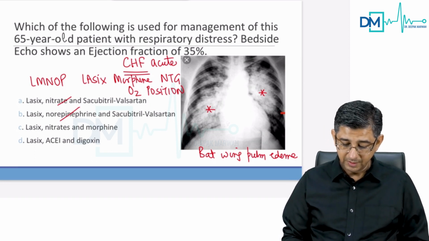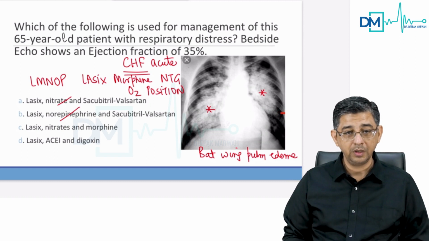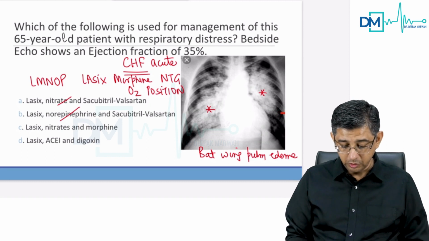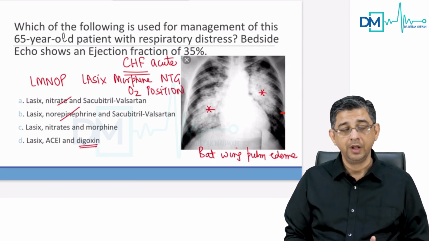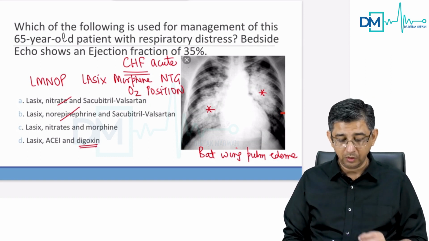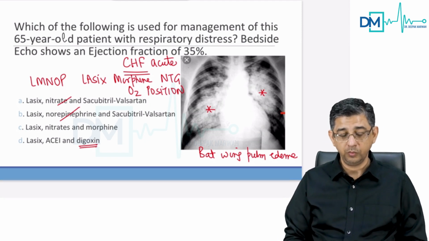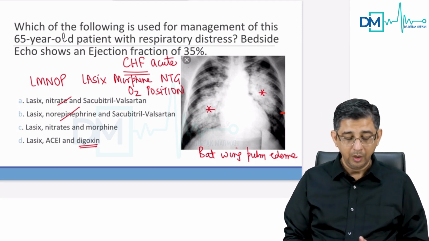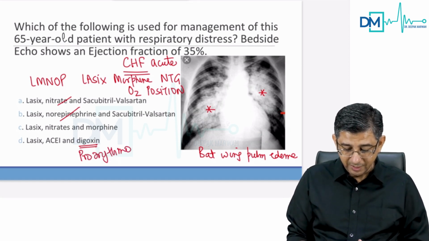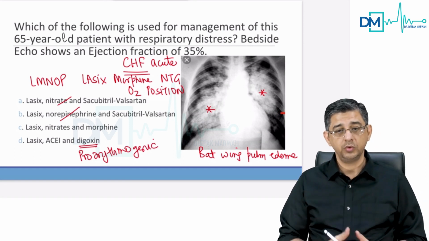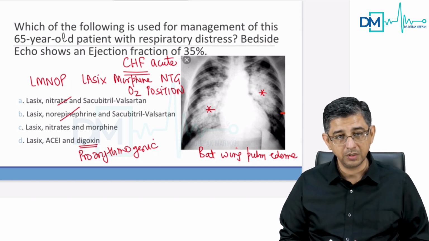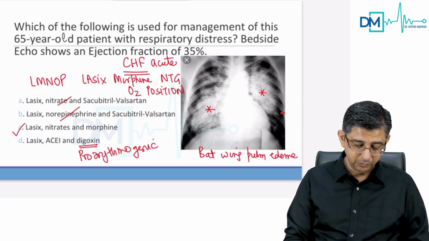Choice C says Lasix, nitrates, morphine. That looks okay and decent to me. The last one says ACE inhibitor. We can use that if he was hypertensive, but digoxin is not used in acute heart failure. In pharmacology they talk a lot about digoxin, but digoxin is not used in the management of acute congestive heart failure. Why? Because it increases myocardial oxygen demand. Plus, digoxin is a pro-arrhythmogenic drug, because it has a tendency to cause arrhythmias. So it would not make sense to use digoxin in acute congestive heart failure, and therefore the correct answer would be choice C.